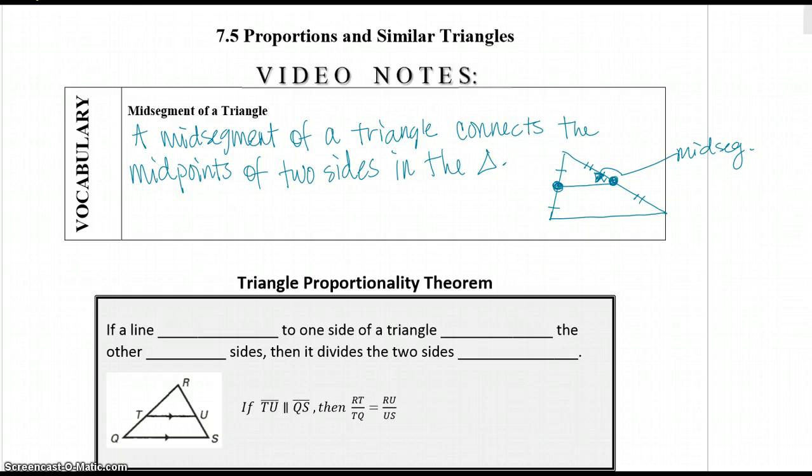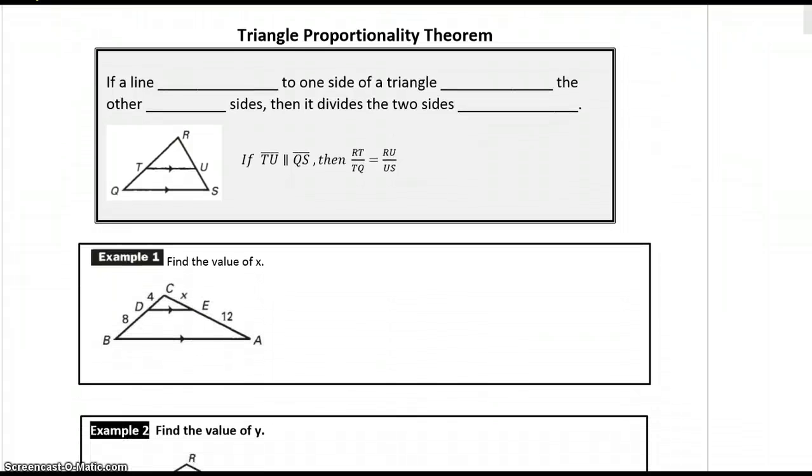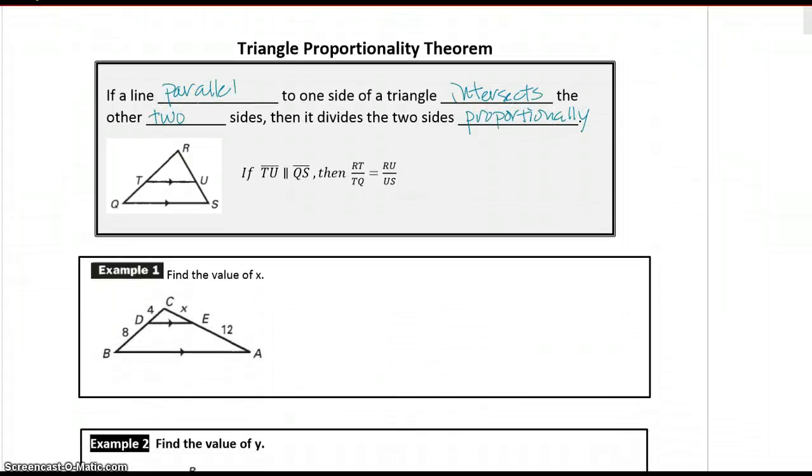Okay, so triangle proportionality theorem. If a line parallel to one side of a triangle intersects the other two sides, then it divides the two sides proportionally. So basically all that's saying is that if this line or this segment is parallel to this side of the triangle, then it divides the other two sides proportionally. So you could write a proportion RT over TQ equals RU over US.